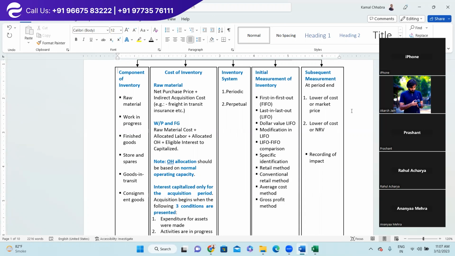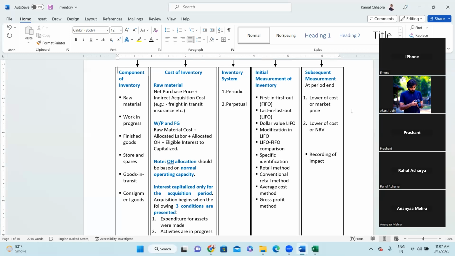That is generally at period end, where you need to do lower of cost or market price, or lower of cost or NRV. So in Indian accounting standard or Ind AS, you might have heard lower of cost or NRV, right? In IFRS also the concept is lower of cost or NRV, but in US GAAP both concepts exist: lower of cost or market price and lower of cost or NRV. And you need to consider the difference and account for the impact for the same.